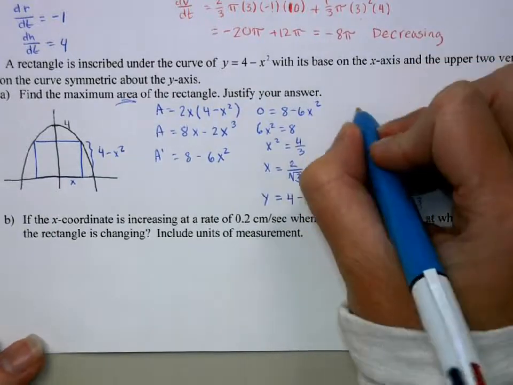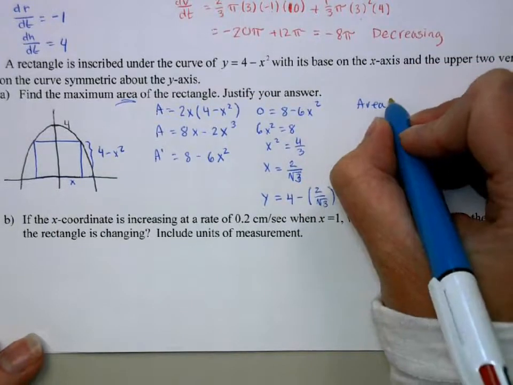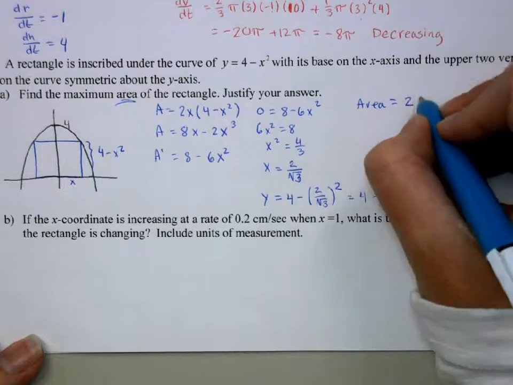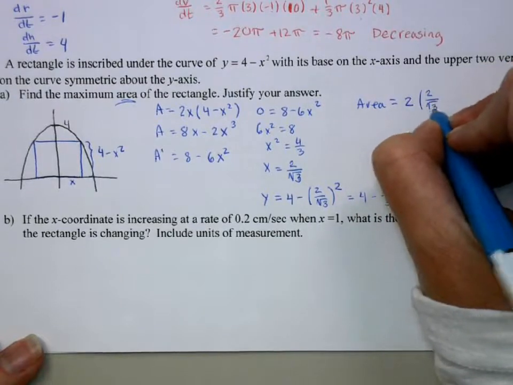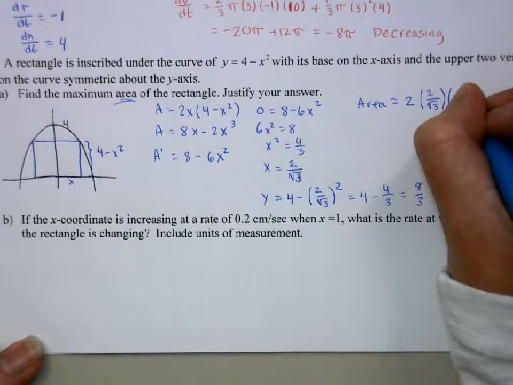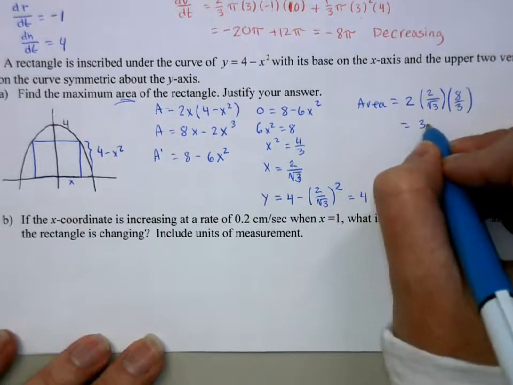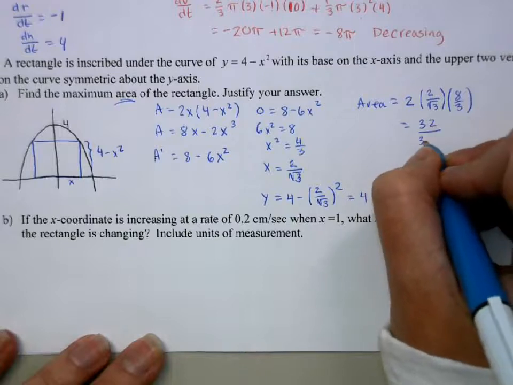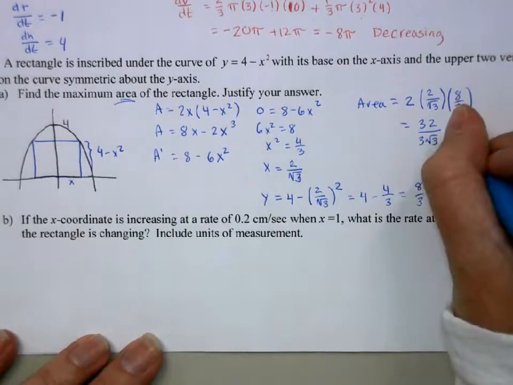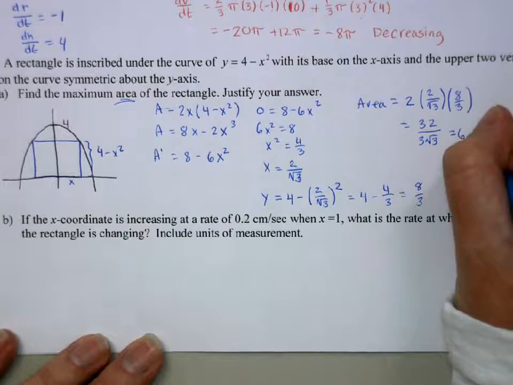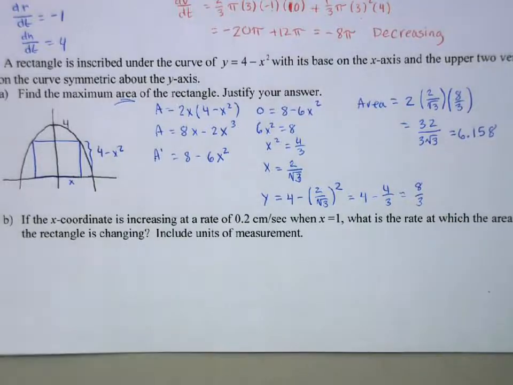So the area is going to be 2 times the x value times the y value, which is going to be 32 over 3 root 3, or if you just do this all in your calculator, 6.158. In part B, if the x coordinate is increasing at a rate of 0.2 centimeters per second when x equals 1, what is the rate at which the area is changing?